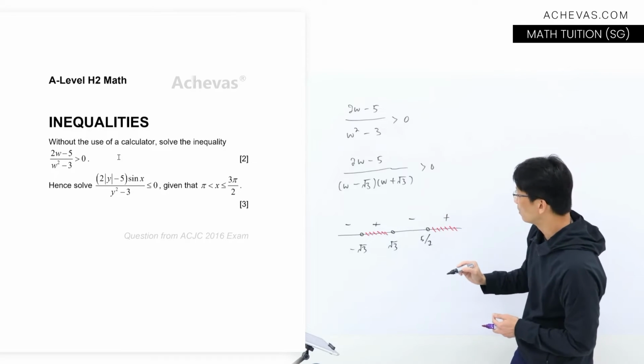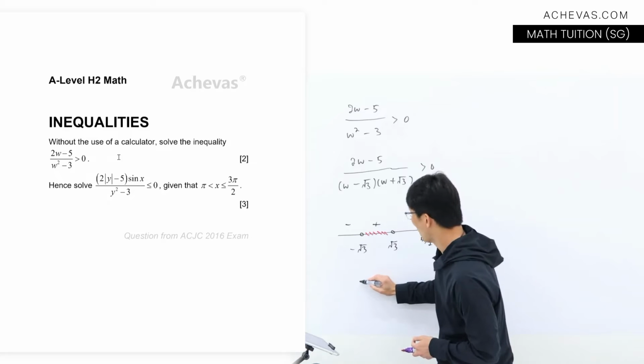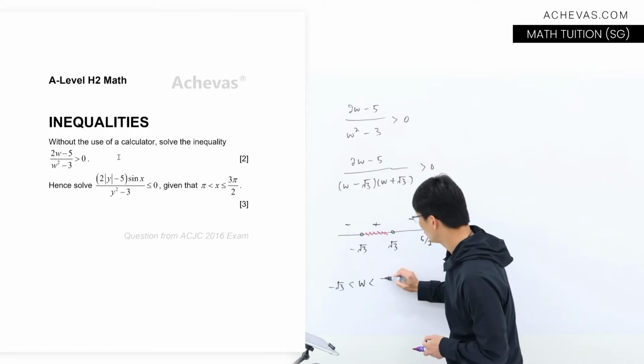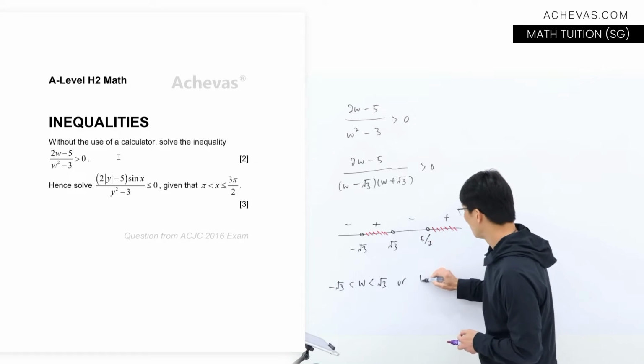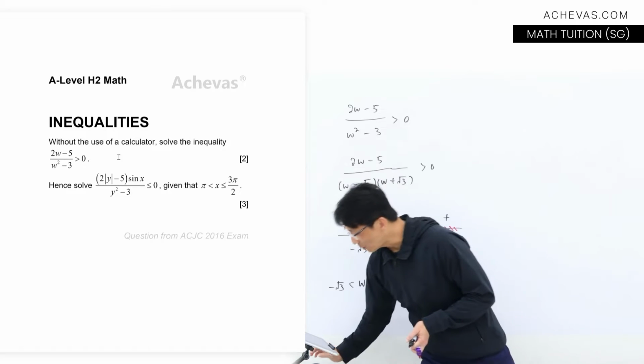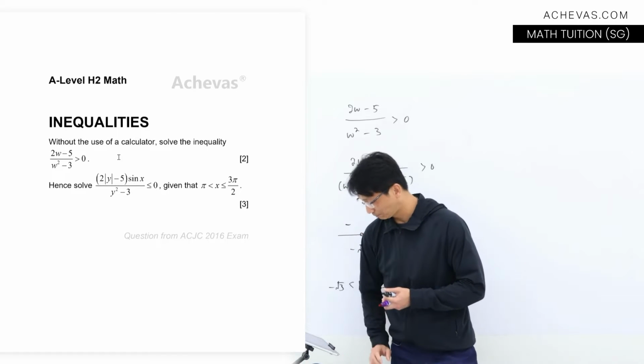Now we can write down our solution. We will have w between -√3 and √3, or w greater than 5/2. Alright, that will be the first part of the question.